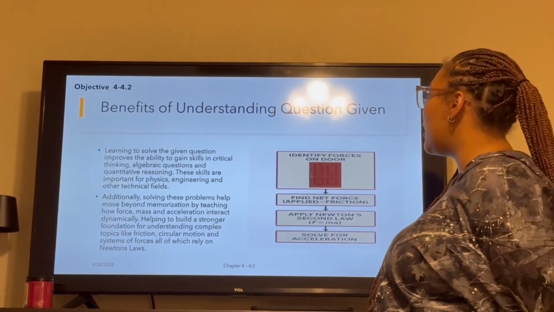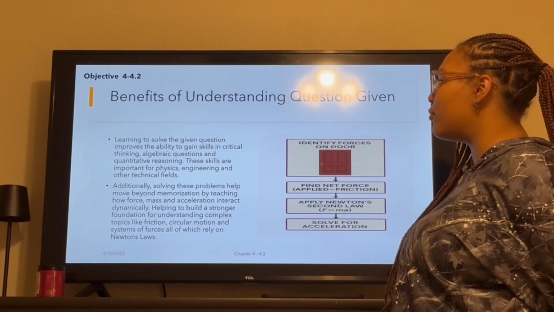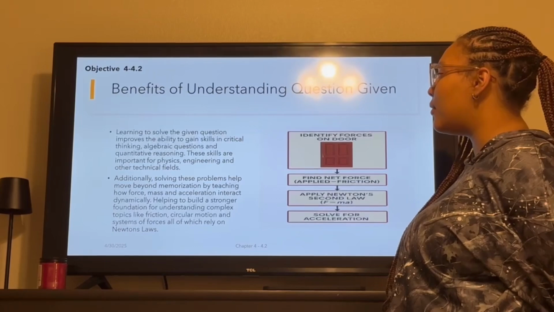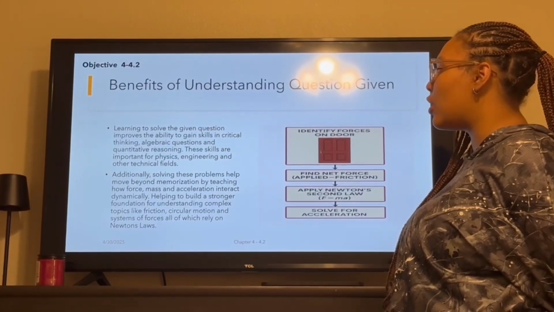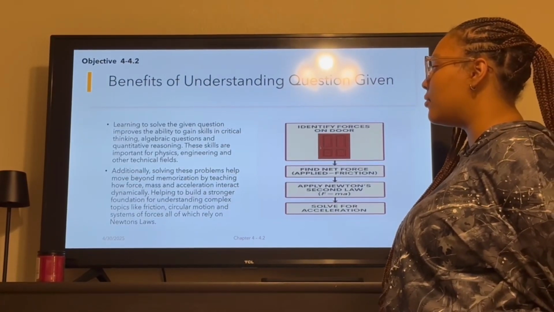Benefits on understanding question given. Learning to solve the given question improves the ability to gain skills in critical thinking, algebraic questions, and quantitative reasoning. These skills are important for physics, engineering, and other technical fields.